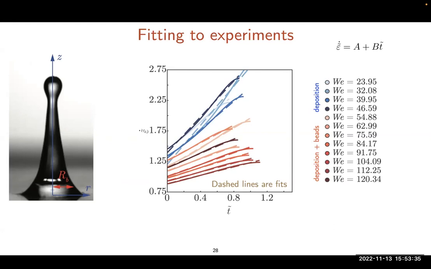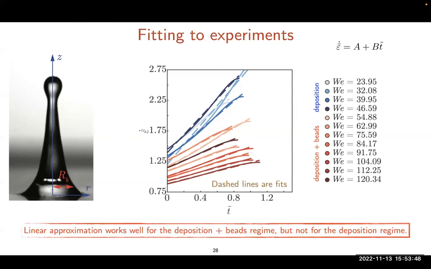And you can probably see already that for the cases where there are beads, which are the rate data points here, the linear fits are very good approximations. Whereas for the deposition regime, where there are no beads, the linear fits are not really that good. So the linear approximation works very well for the deposition plus bead regime, but not for the deposition regime. And this linear approximation, I remind you again, is the linear approximation of epsilon dot as a function of time.